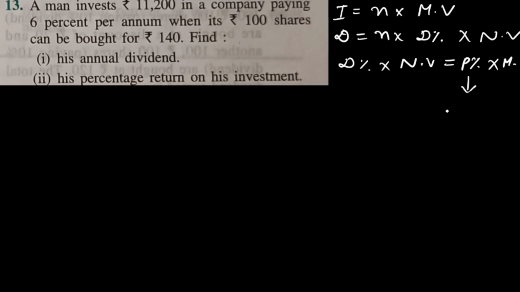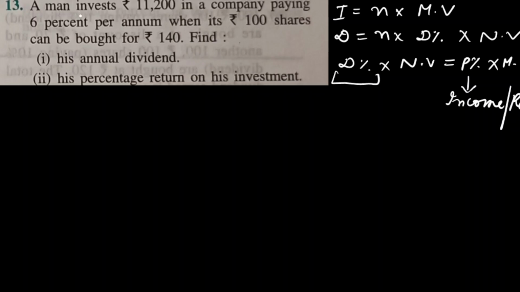See this profit, it can be income also. I'm not writing income as capital I. So profit can be income also and it can be return also. Whatever terminology is being used in the question, accordingly we have to use. But dividend is always dividend, right? So let's start. I'll write the given things.